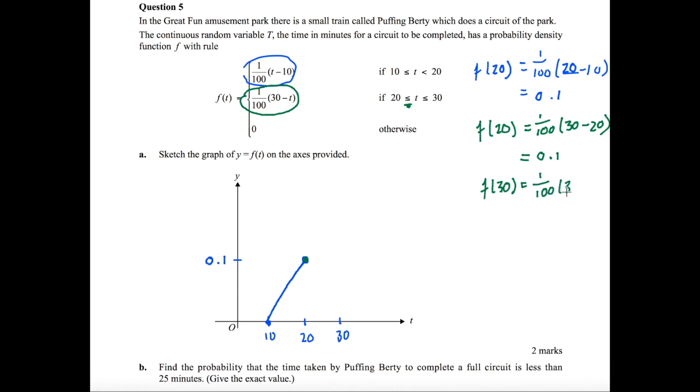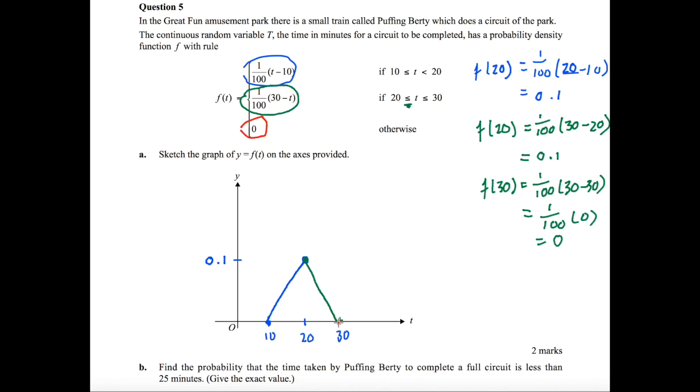1 on 100 times 30 minus 30 equals 1 on 100 times 0. You get it, it's equal to 0. Good, so we can see that this point here is also an x-axis intercept. Looks something like that, and then 0 elsewhere.